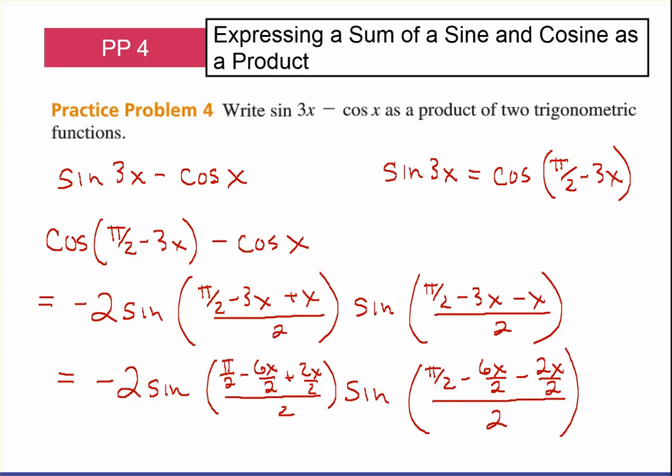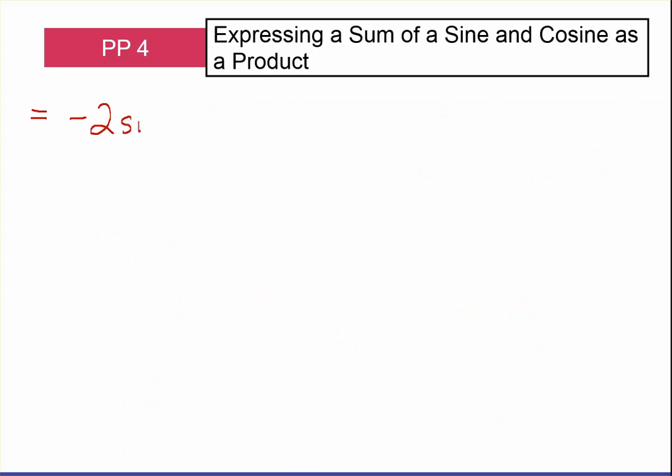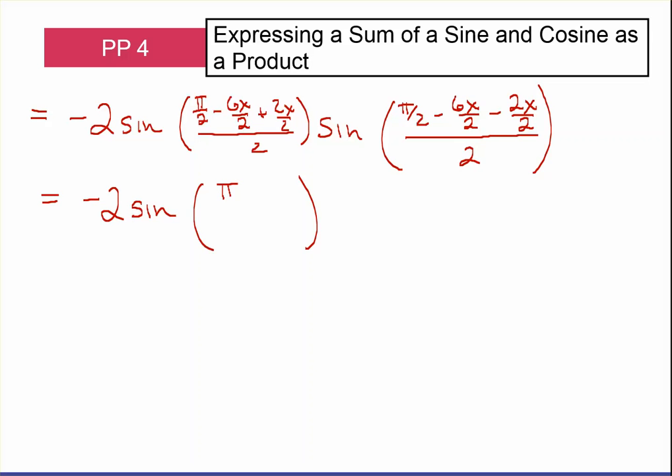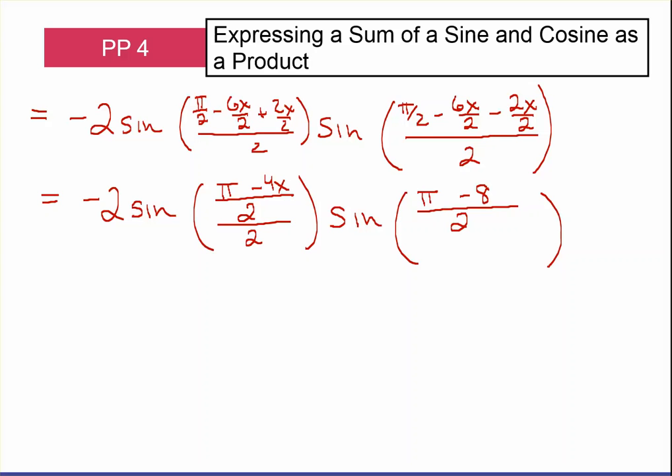I'm running out of space, so let me go to the next slide. Let me rewrite the bottom here so we can have continuity. That's what we had before on the previous slide. So we go -2 sine of, and let's put this together. So pi over 2 doesn't change, it has to stay there. But -6x plus 2x makes -4x, and again, all of that is over 2. This one, common denominator of 2, so -6x minus 2x makes -8x, and then all that over 2.